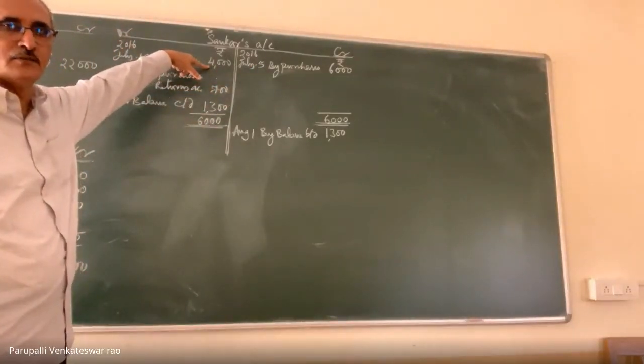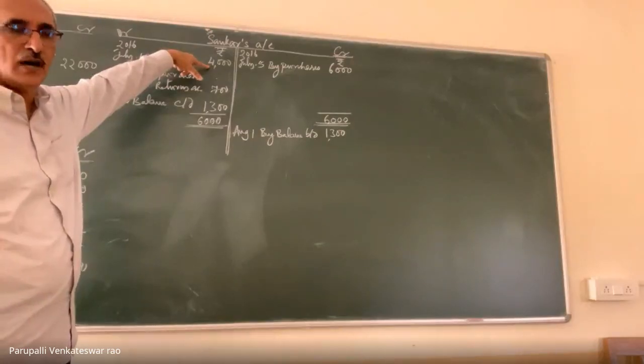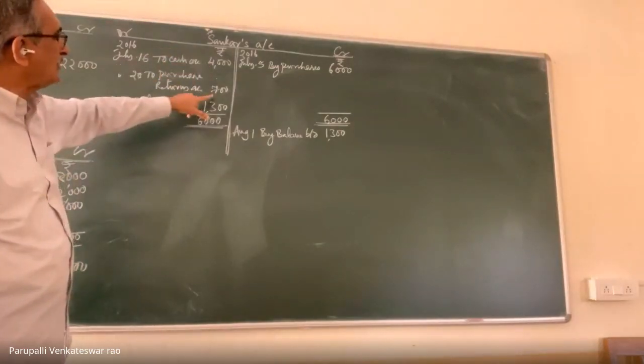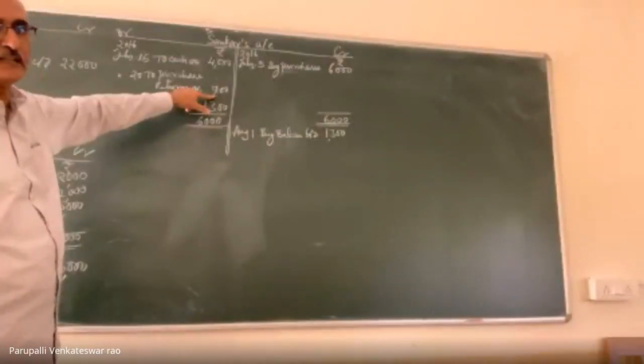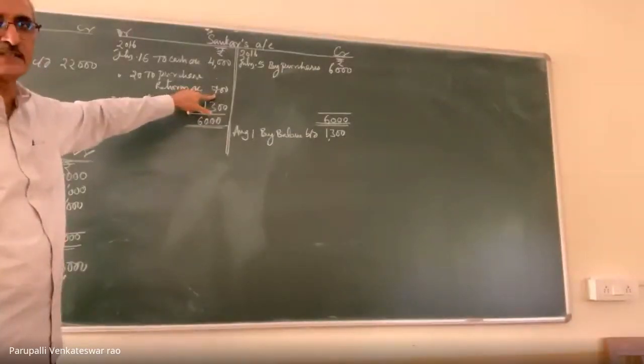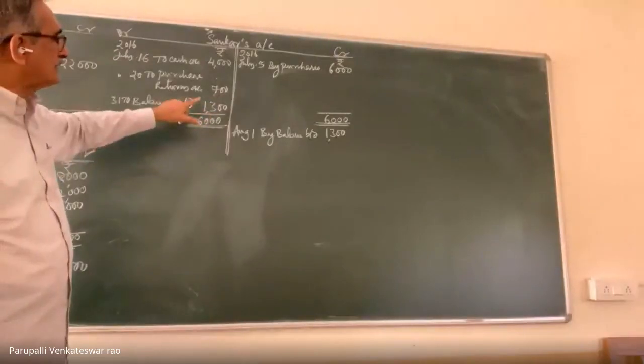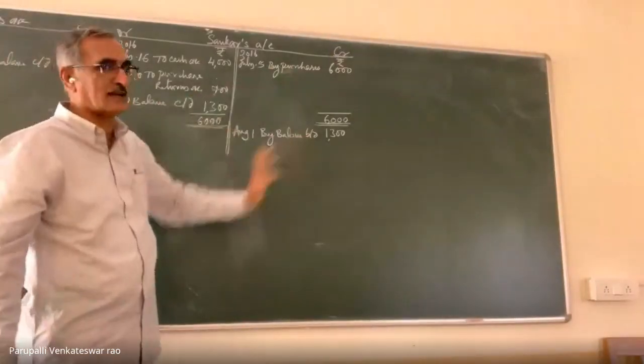How much is due? 2,000 is due. Out of 2,000 payable, 700 of the goods were given back to Shankar because some are defective, so we returned them. 700 minus. So then what's the balance? 1,300 is payable to Shankar.